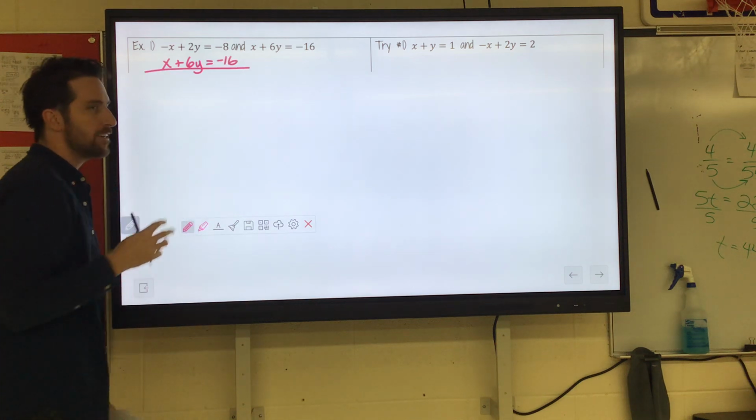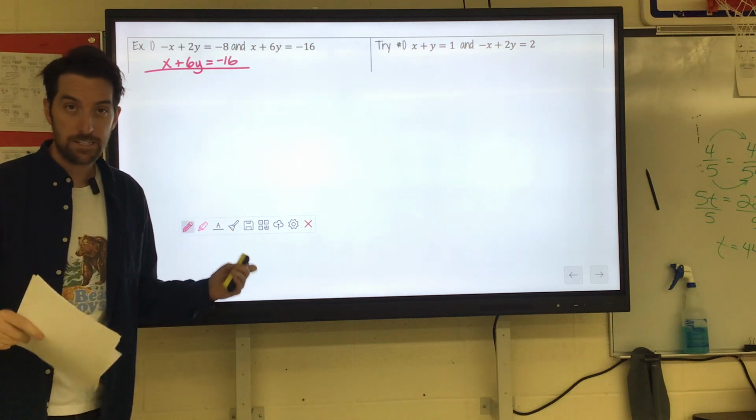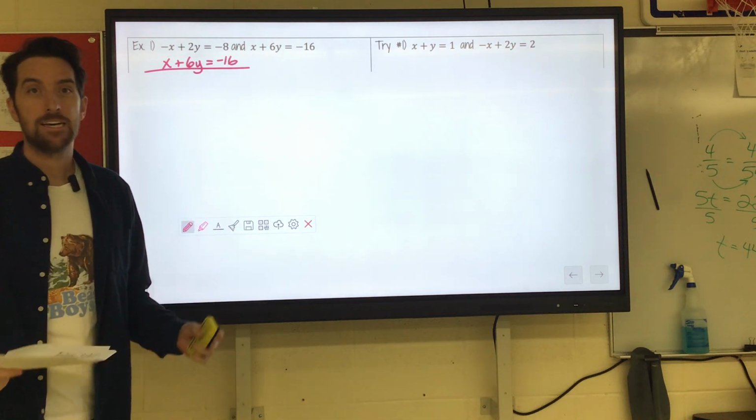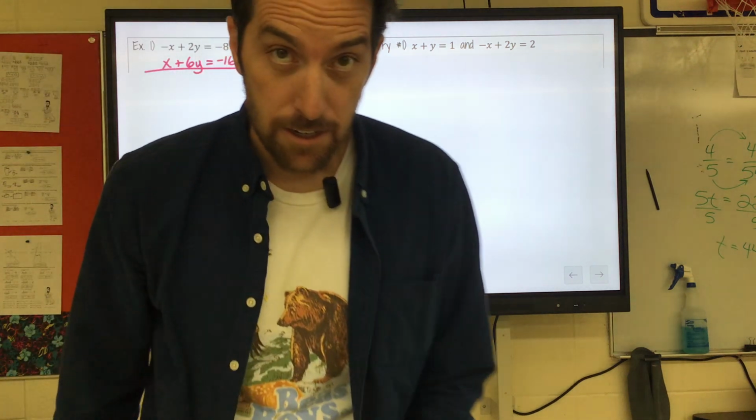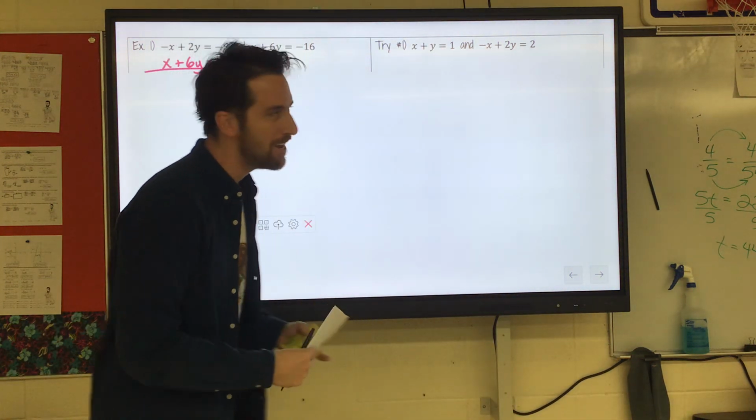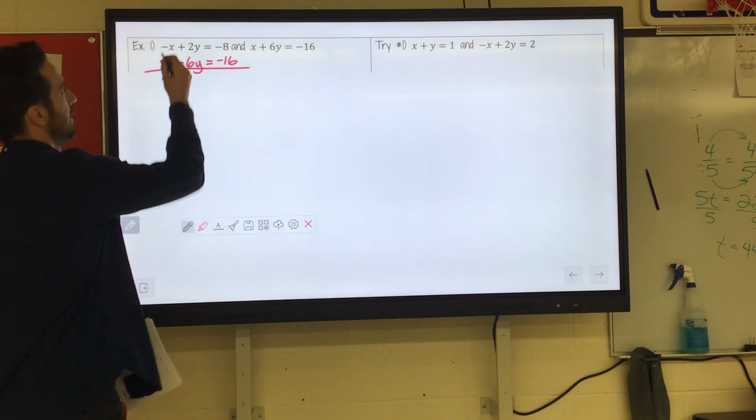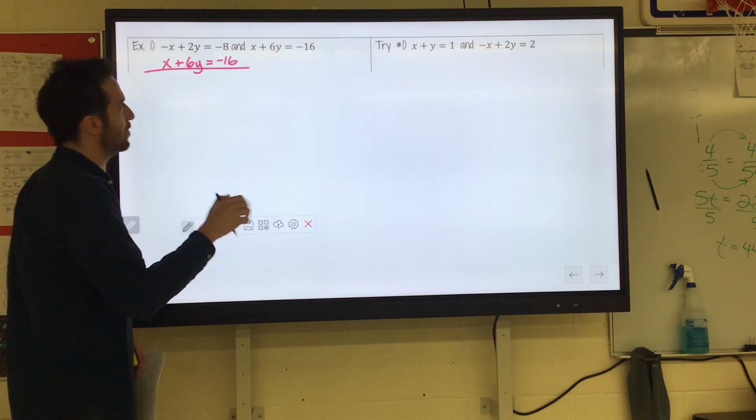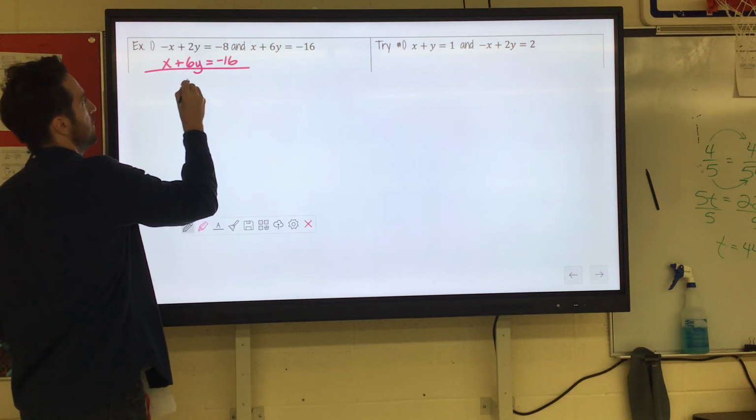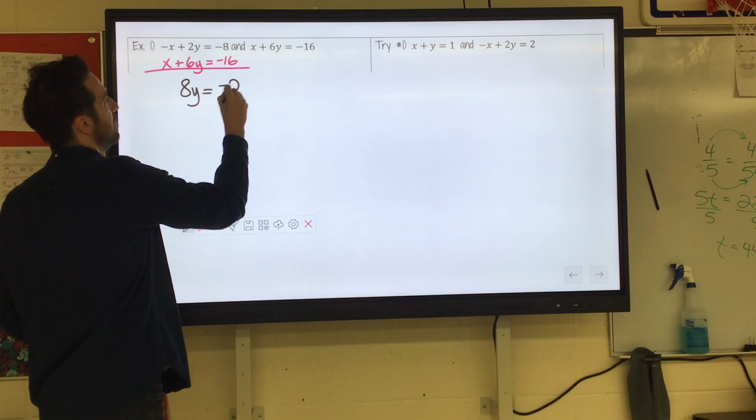Now, if you look at the x's, we have negative x and positive x. If we add those together, we get 0x. It's been eliminated. Elimination, baby. Here we go. So we're adding everything straight down. Negative x plus x, nothing. 2y plus 6y is 8y. And negative 8 plus negative 16 is negative 24.